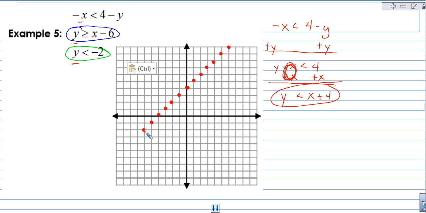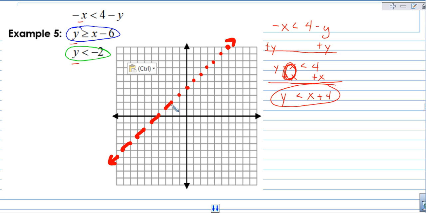Okay, since it's a dotted line, I'll probably just leave it like this because I've pretty much dotted all the way across. You can make the little arrow at the end if you'd like. Maybe you go through and connect a couple dots here and here.